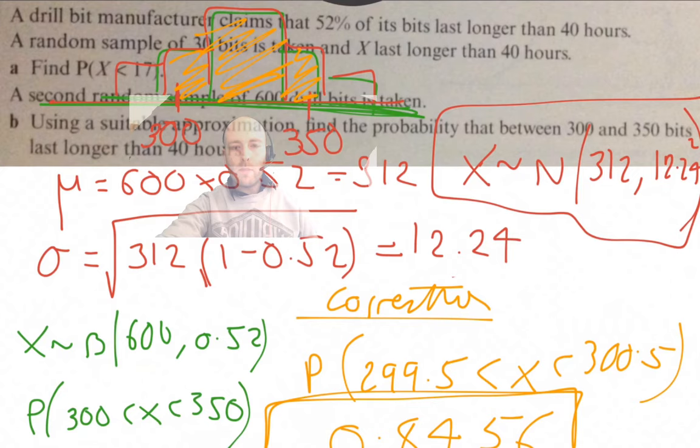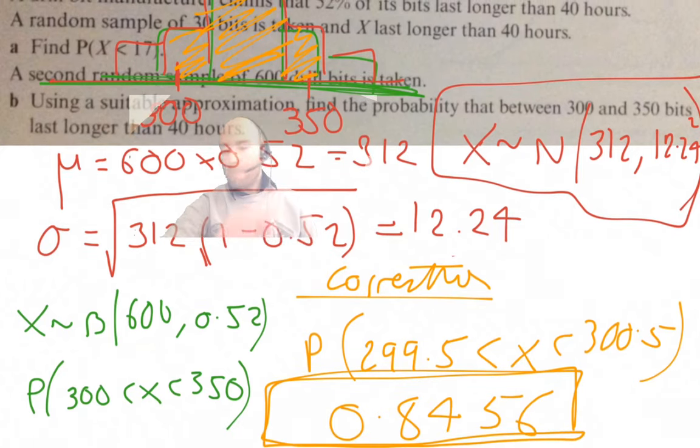Cool. All right. Isn't including stuff outside the bounds in the question? How do you mean, Isaac? Let's have a look at that. Isn't it then including stuff outside the bounds? No, because we want to include the number 300 and we want to include the number 350. So yeah, we do want to go 299.5, 350.5.